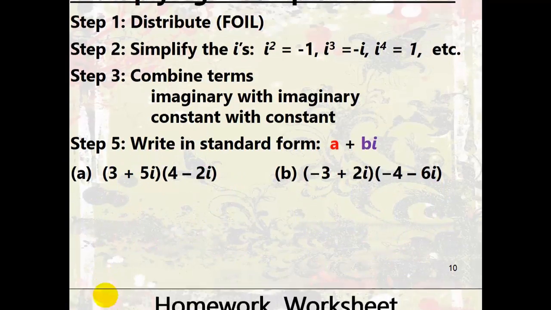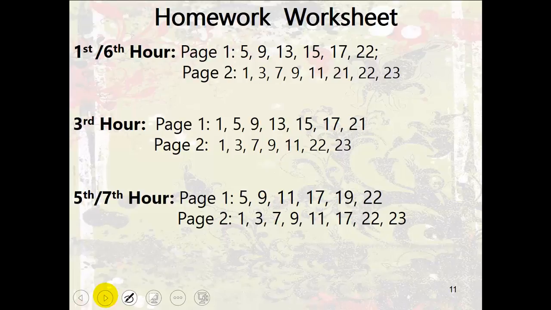Okay, this is the problem set that we're going to work on. You were given the worksheet, so if you want to get started, feel free.